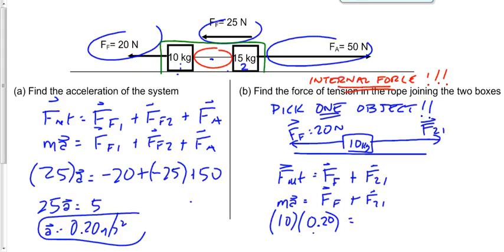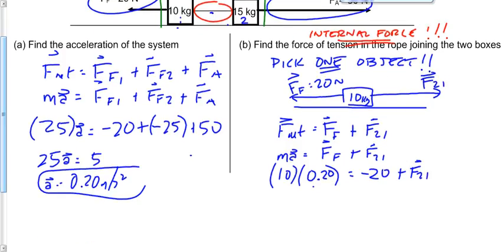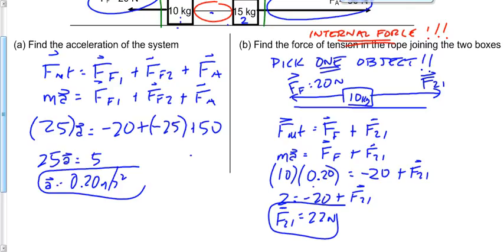All right, what's the force of friction here? We're going to make it negative 20, and we're going to solve for F21 here. 10 times 0.2 is 2. And we're going to take that 20 over by adding. We're going to get a value of F21 of 22 newtons. So how hard does this rope have to pull on object number 1? How hard does object 2 have to pull on object number 1? 22 newtons. The internal force of 22 newtons.